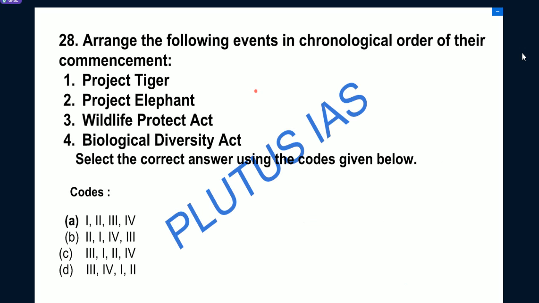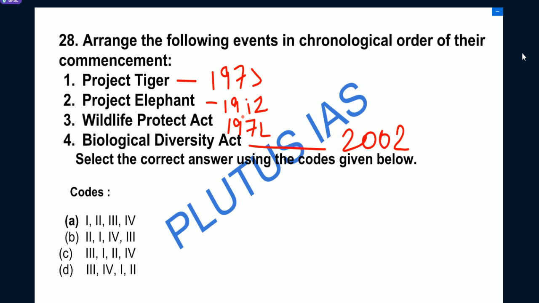Arrange the following events in chronological order of their commencement. Okay, then Project Tiger. Project Tiger was launched in the year 1973. Project Elephant was launched in 1992. Then Wildlife Protection Act 1972 and Biological Diversity Act was in 2002. So that means first three should be there. So either C can be the option or D can be the option, and last four should be there. So that means C should be the answer.